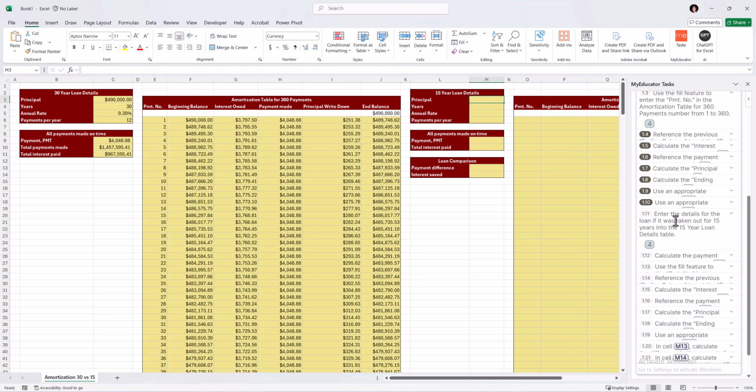Enter the details for the loan if it was taken out for 15 years instead of 30. I think I can copy all of this over and then just change from 30 to a 15 and make the new payment -1 times payment of 9.3, but it has to be divided by 12, comma, number of periods is 12 times 15, comma, present value of 490, future value is 0, 0 for the type.